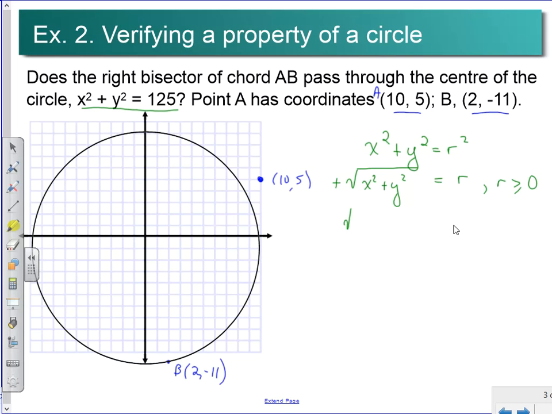So the sum of x squared plus y squared is 125. That will give you the value of r. Let's just calculate that quickly. You can do that too if you so choose.